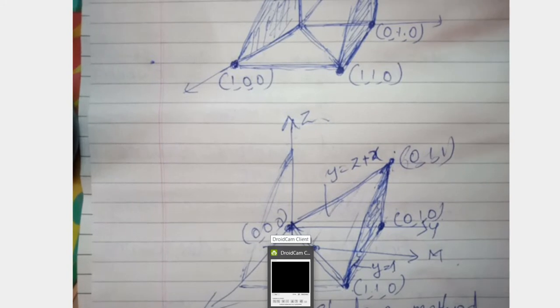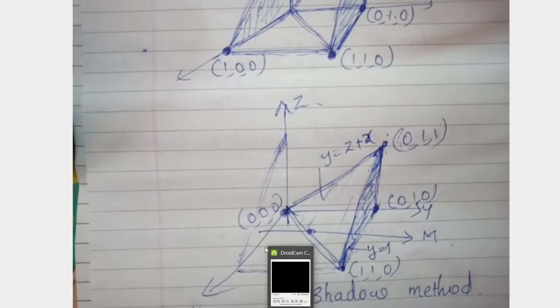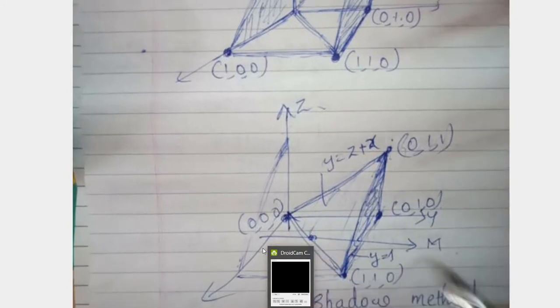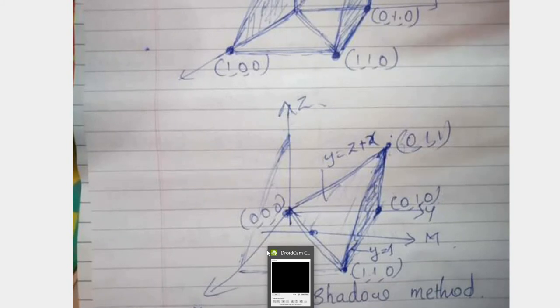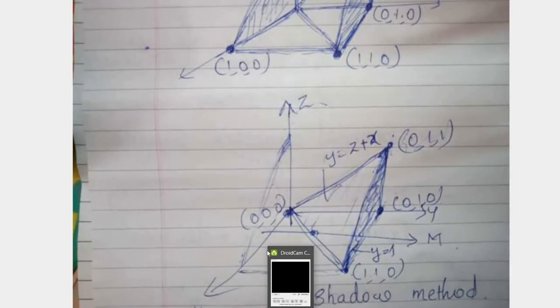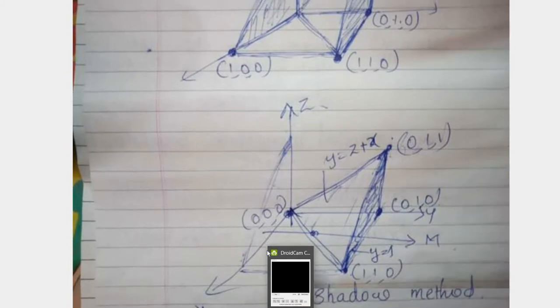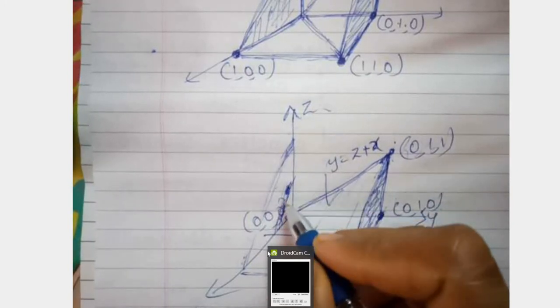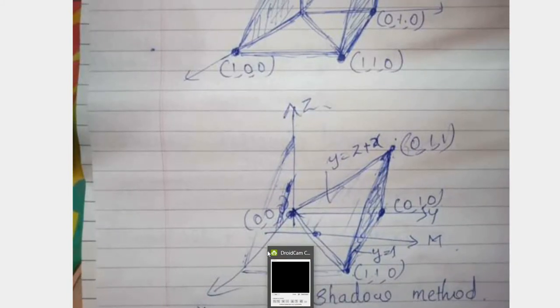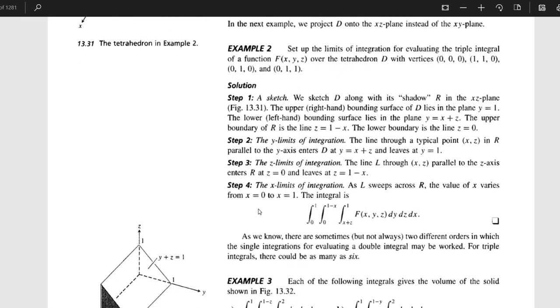Next you have to find out the z values. From this shadow you can find out that this is the xz plane, and z depends on x. X varies from 0 to 1. Next, draw a perpendicular to this x-axis. So how can you find out z? Z varies from where to where?